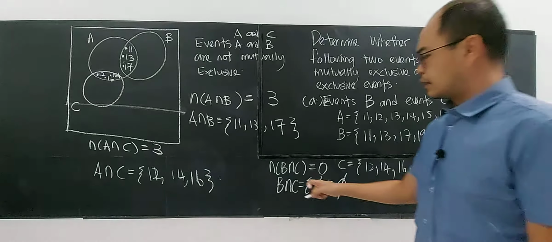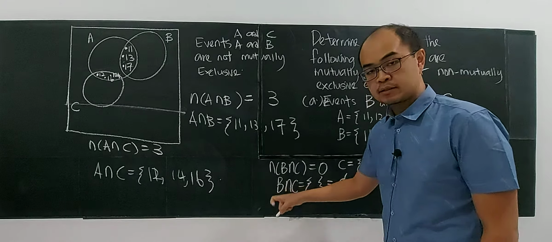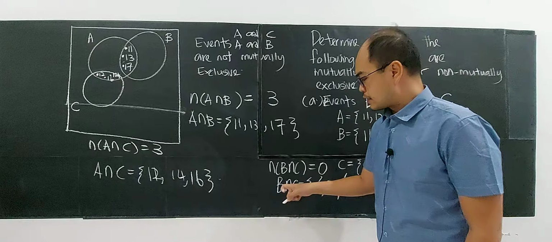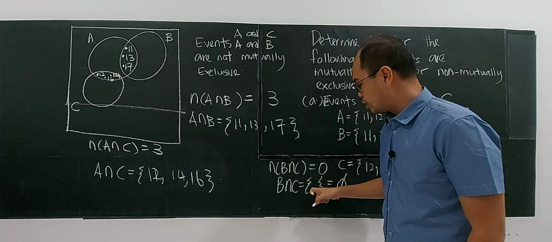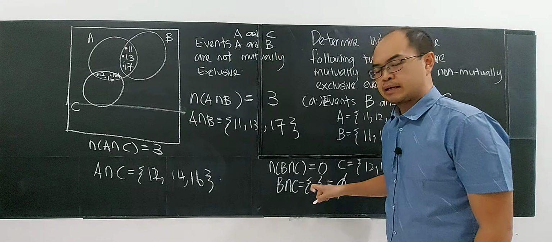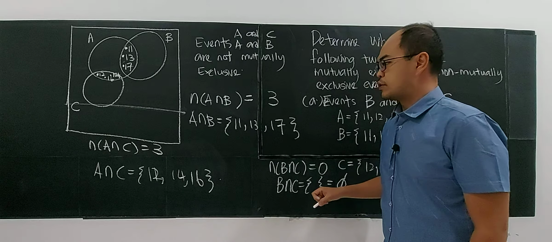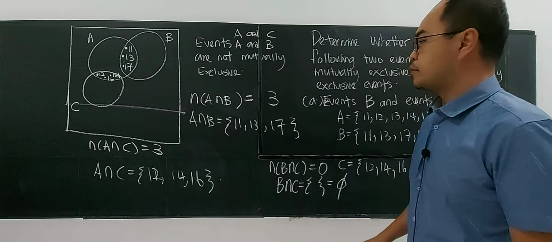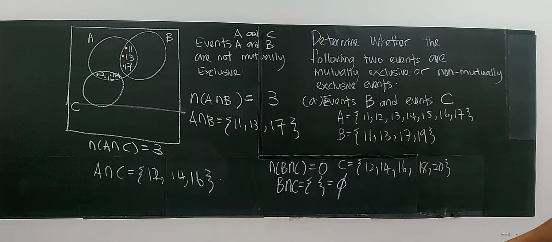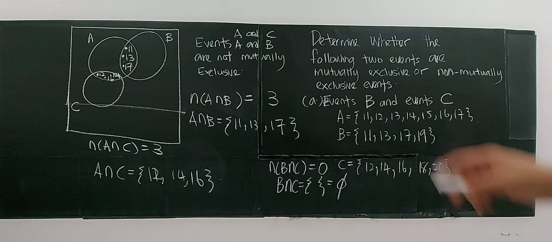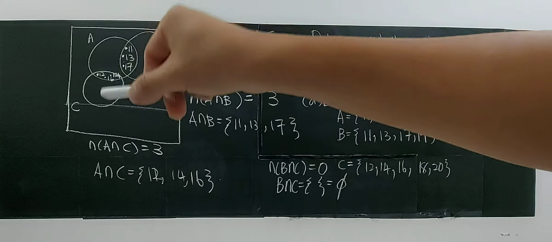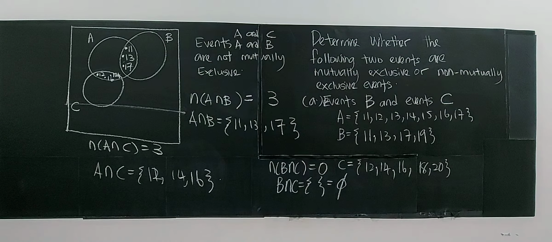As long as the intersection between the two events gives you an empty set, we say that the two events are mutually exclusive. So in this case, B and C are mutually exclusive, but A and C are not mutually exclusive. That's the meaning of mutually exclusive. Hope you understand.